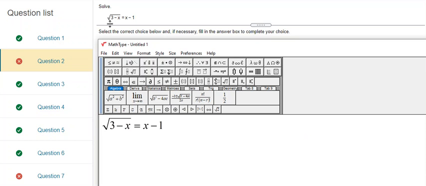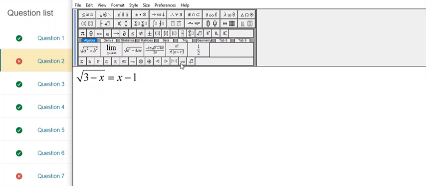So this question's asking us to solve the square root of 3 minus x is equal to x minus 1. All right, so the first step to solving this would be to square both sides. So I'm going to go ahead and copy this since I'm going to type my solutions, and we're going to square both sides. So I'm going to take the left-hand side and square it, and the right-hand side, and I guess I'm going to use a bracket, but I'm still going to square it.